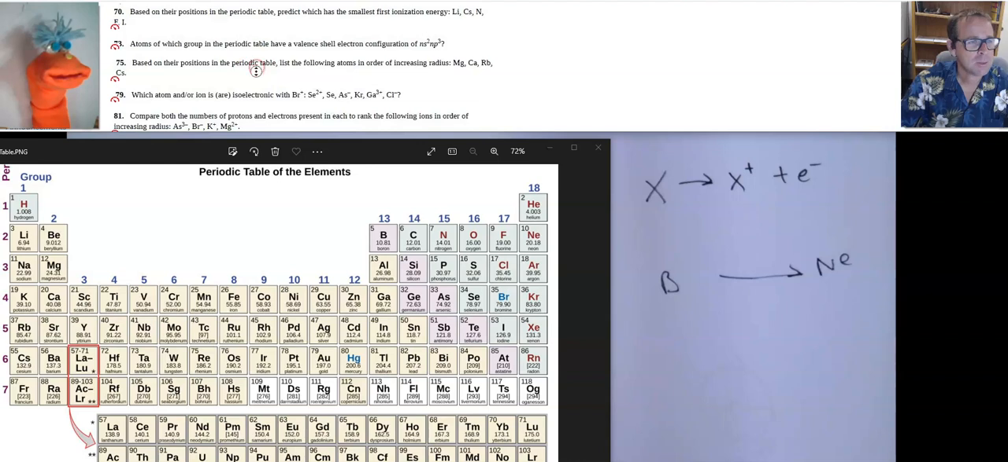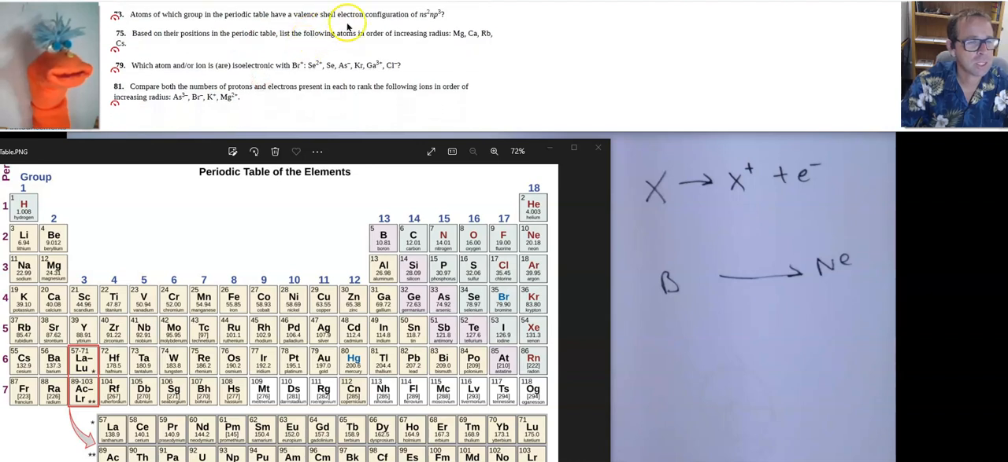Atoms of which group in the periodic table have a valence shell electron configuration of ns2 np3? What is this talking about? Well, 3 electrons in the p orbital. So that's like nitrogen, phosphorus, arsenic, antimony. Is that right? That's right. Good. So we have ns2, our s is full, and we have 3 p electrons, right? So this is 2p3, 3p3, 4p3, 5p3, and so forth.